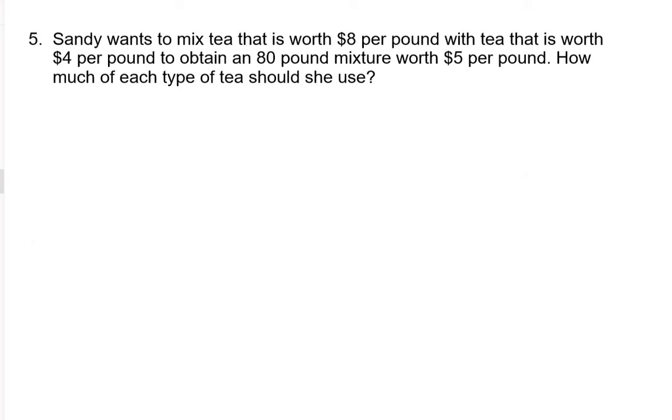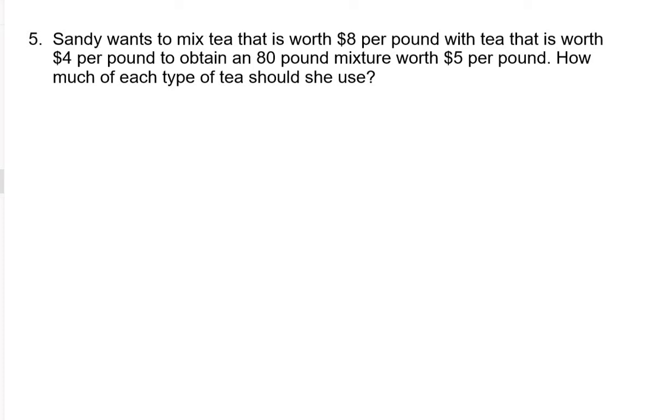Okay, problem number 5. Sandy wants to mix tea that is worth $8 per pound with tea that is worth $4 per pound to obtain an 80-pound mixture worth $5 per pound. How much of each type of tea should she use? Okay, so let's think about what we're asked to find. I want to know how much of each type of tea she should use. So my variables are going to represent the amount of each of those two types.